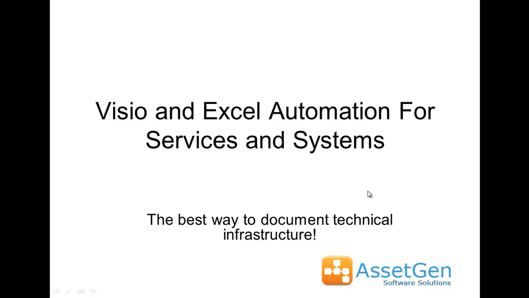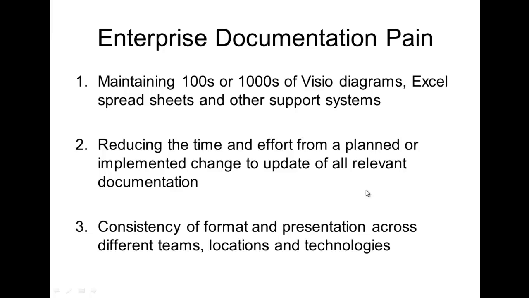and Excel documents covering services and systems. Trying to maintain thousands of diagrams and spreadsheets in an enterprise infrastructure is not easy, and so what we're looking to do with AssetGen is not only produce these outputs and make them visible, but also to reduce the time and effort to ensure that if anything changes within our systems or applications, that we get to see them quickly.